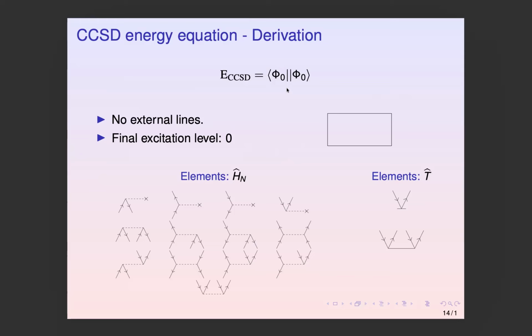And the final excitation level is zero. And then you can bring in the different blocks here. And then you know that the T operator has either one particle, one hole, or two particle, two hole. And these are the interaction terms which you have. The first line is the one-body operator, and the second one is the two-body operator. And then we simply have to bring these together and get the right excitation level. So you can think of these as Lego building blocks, which you just put together.